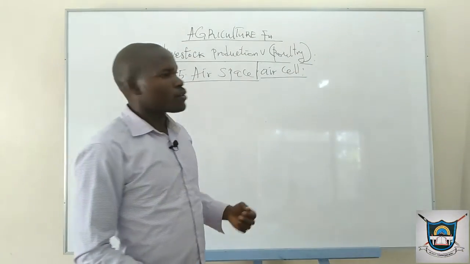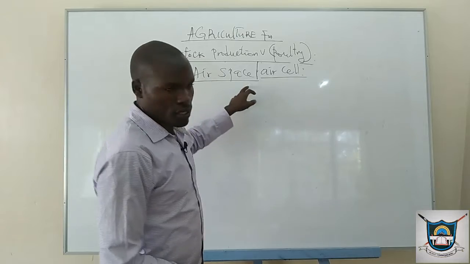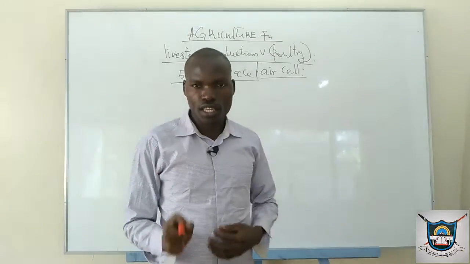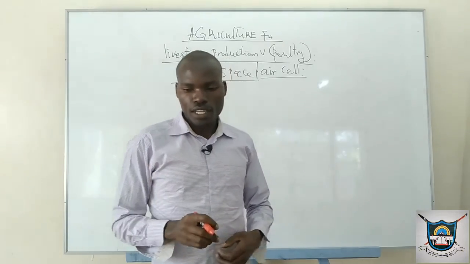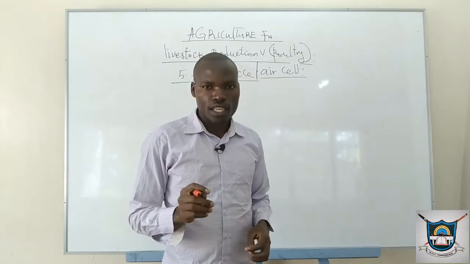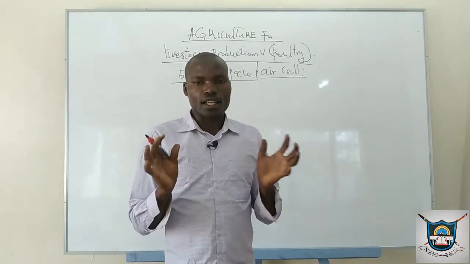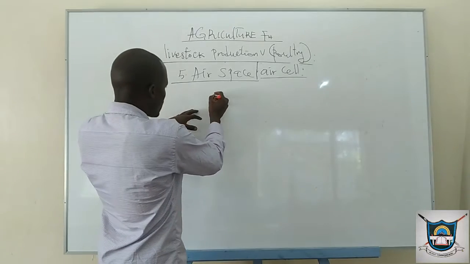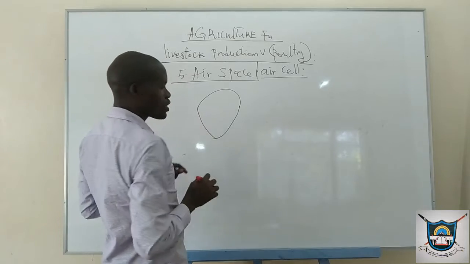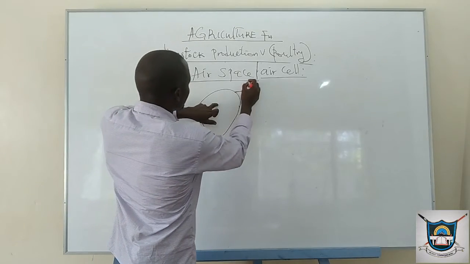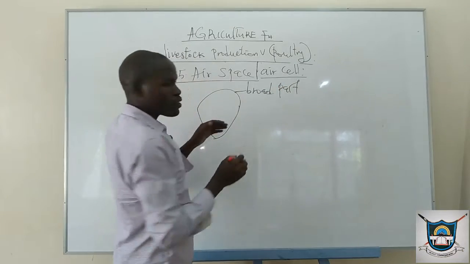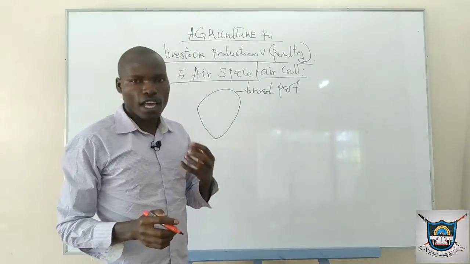The other part which we are going to look at is the airspace. We have already looked at the other parts, for instance, the shell membrane, the yolk, and also the egg white. At this point, I would like us to look at the airspace and even the functions of the airspace. In case you are presented with an egg, you can see this is the broader part. It is within the broad part that we have the airspace.